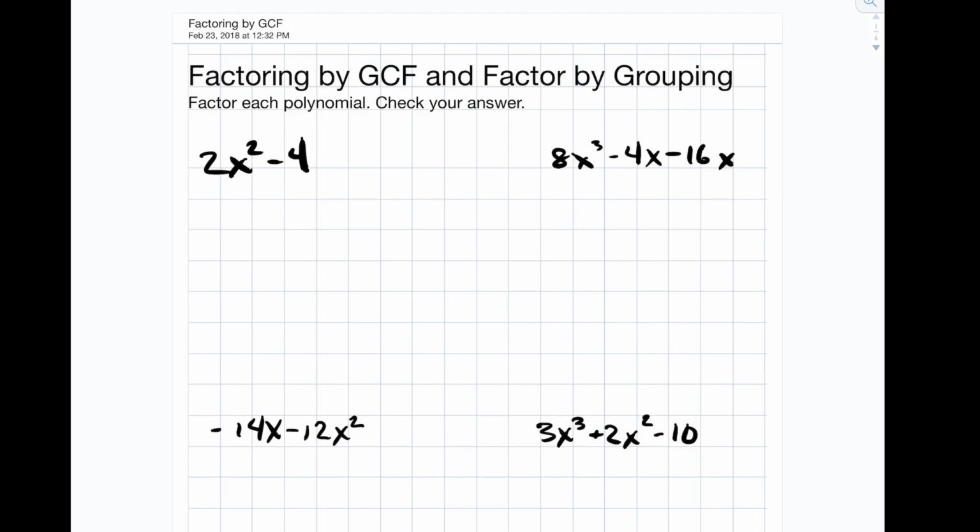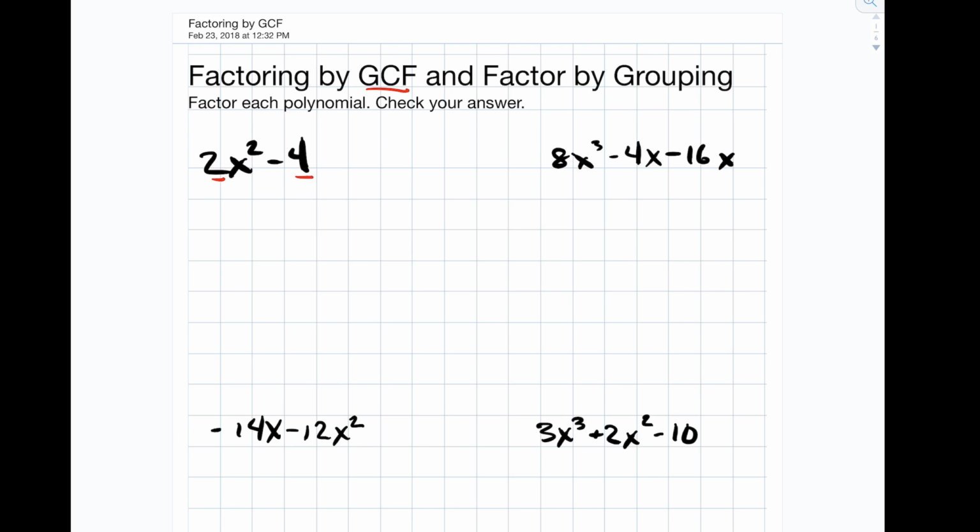Let's do another lesson. This lesson is about factoring by GCF and factoring by grouping. First, factoring by GCF, which stands for greatest common factor, is like undoing the distributive property. So you can see our first example here. We have a 2 and a 4. What goes into both 2 and 4? That would be a 2, right?